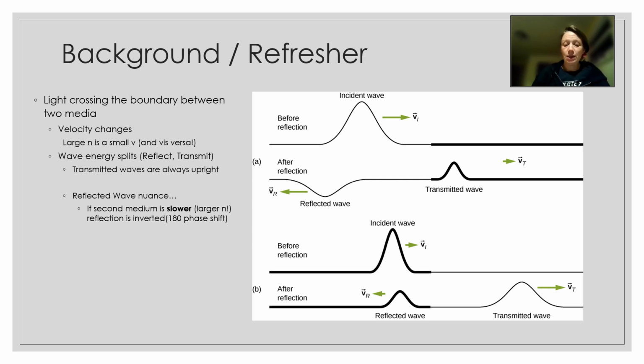If the second medium is slower than the first medium, so the n value increases, then the reflection is actually going to be inverted or upside down. However, if the second medium is faster than the original, so the n value is decreasing, then the reflection is going to be upright, or no phase shift.